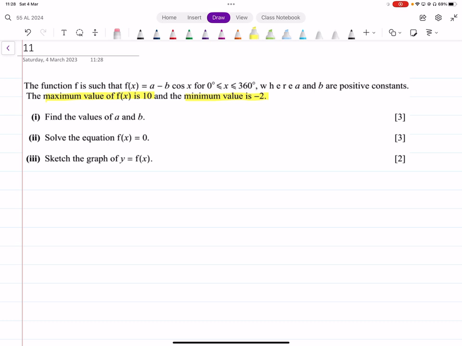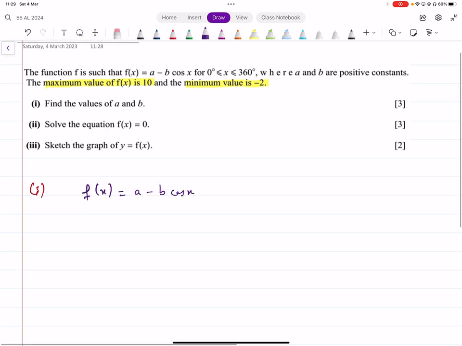The maximum and minimum values of the function have been given to you here. In the previous question, we had to find those maximum values. Now they have given us those values. Using this, we need to find the values of a and b. All right. How do we do this now? What do we do? f of x equals a minus b cos x. This is the function that we have. What do we do?